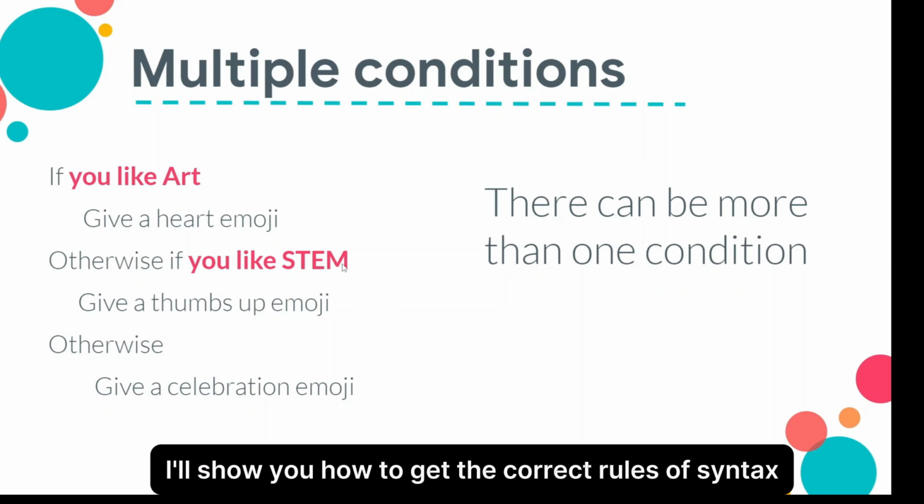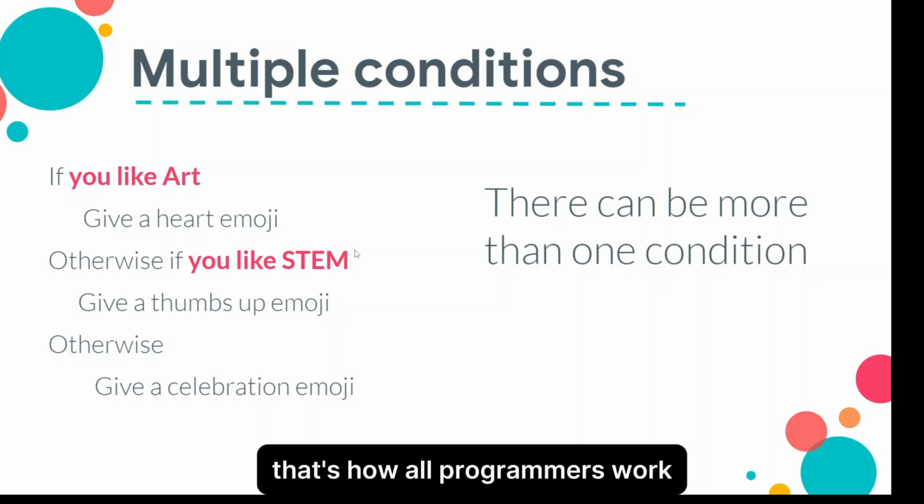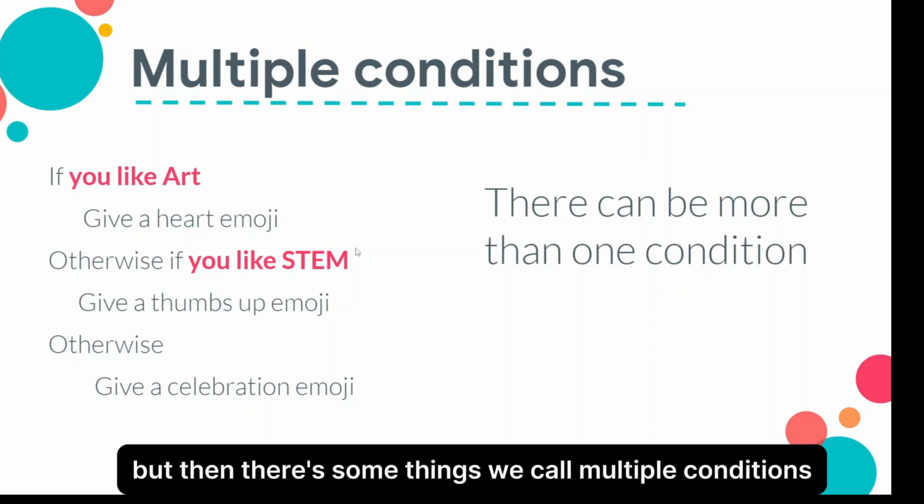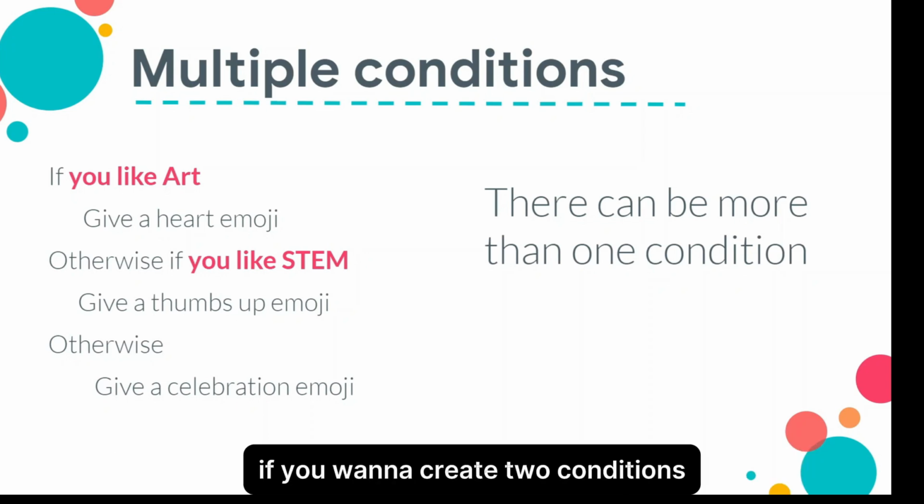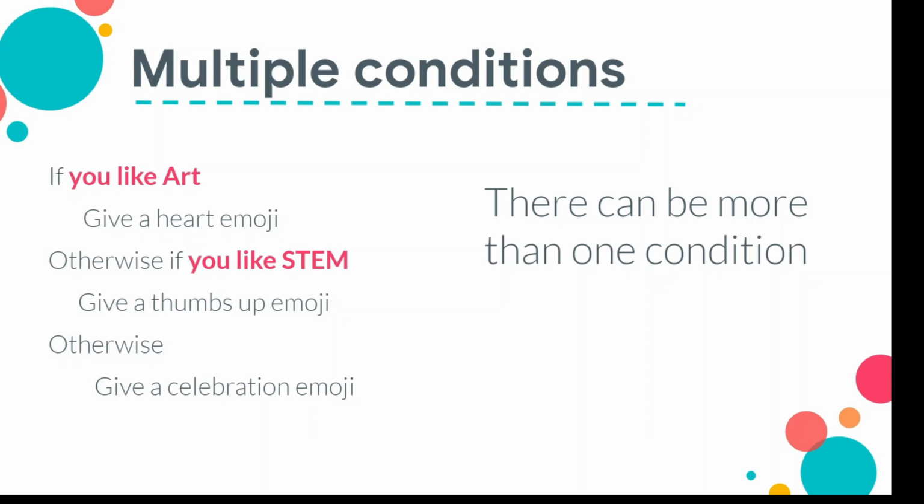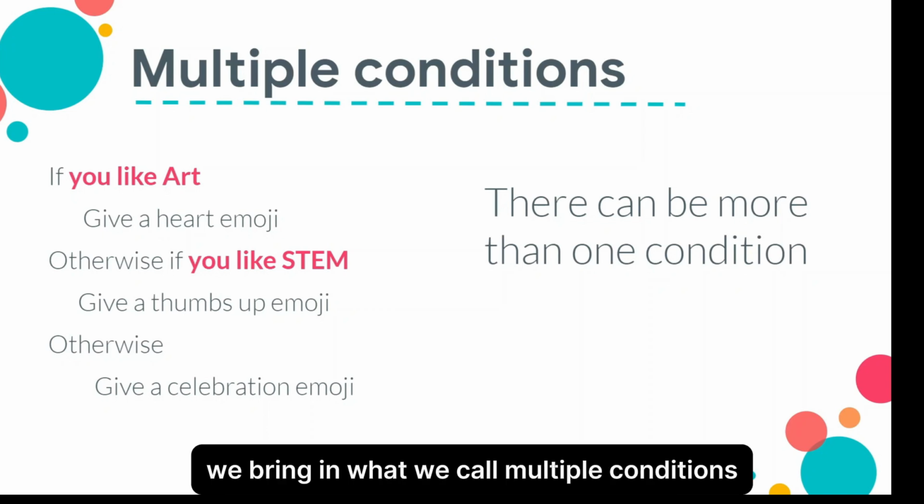I'll show you how to get the correct rules and syntax. That's how all programmers work. But then there's some things we call multiple conditions. Like what would happen if you want to create two conditions? Say you want to find out who is the oldest child, and who is the last child. This is where we bring in what we call multiple conditions.